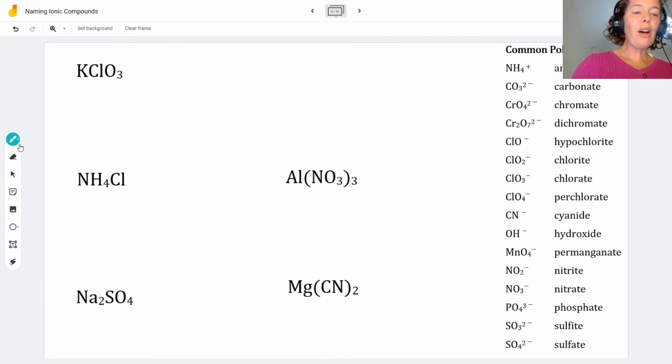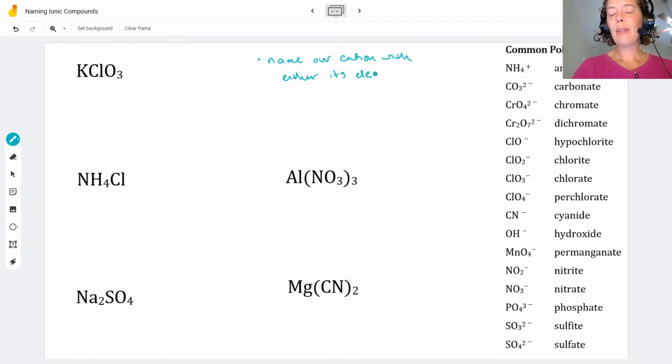So let's talk about naming compounds with polyatomic ions. All right, let's set up some rules just like we did before. We're going to name our cation with either the elemental name, just like we've done before, or with the polyatomic name.